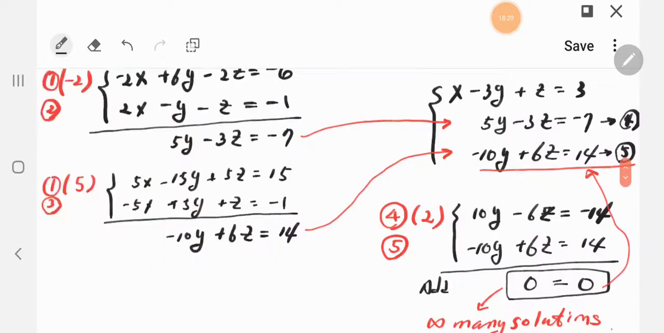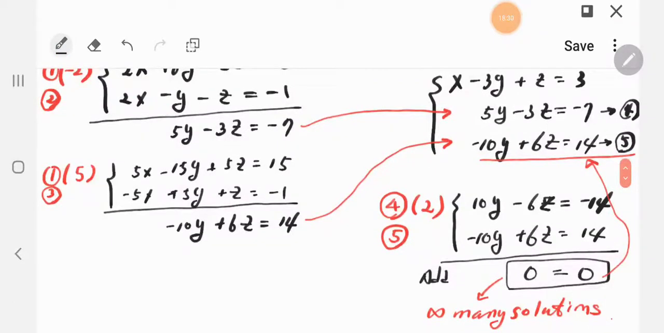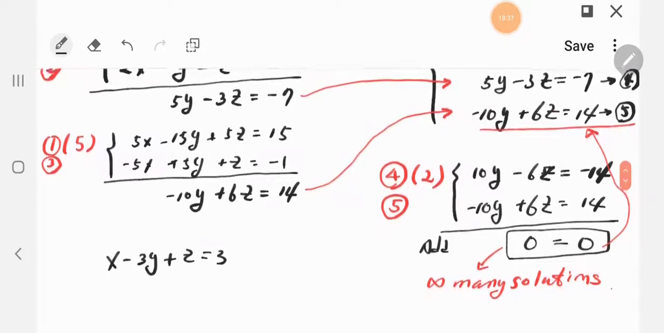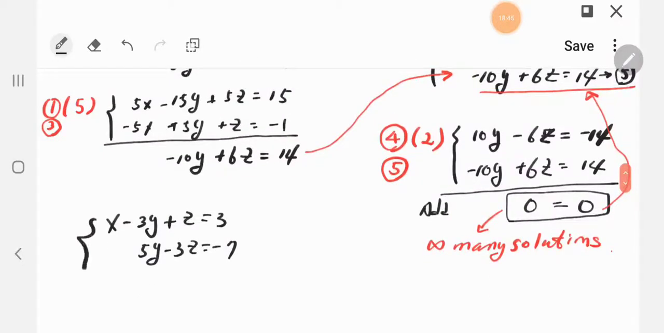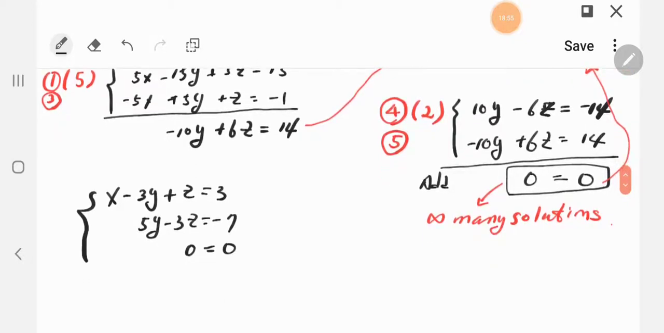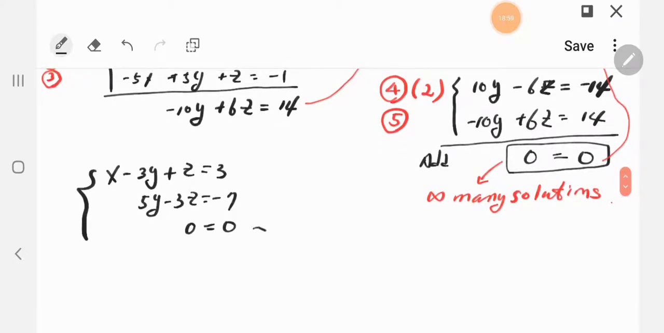System of equations. So all right, so it looks more complicated. So x minus 3y plus z is equal to 3, and the equation 4 is 5y minus 3z is equal to negative 7. And then the third equation is what? The result is 0 equals 0. So we have something like this. This is a new equation. So from this new equation, the third equation indicates that what? z can be any real number.